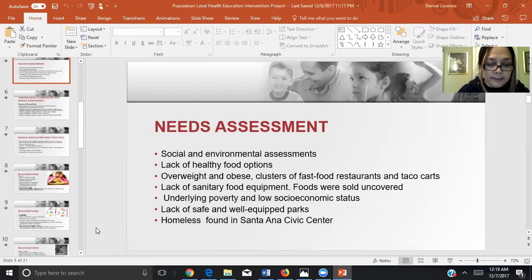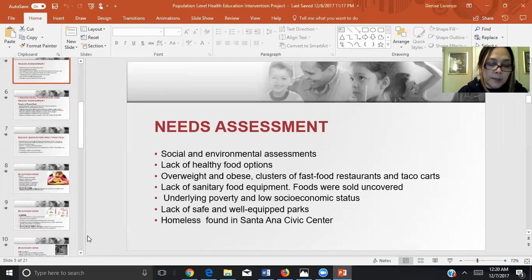Foods were sold in carts uncovered. Food utensils were uncovered. Underlying poverty in this low-income community, where there is limited access to healthy food, was a barrier to proper nutrition. Lack of safe, well-equipped parks and playgrounds were noted. The two parks I visited, French and Jerome parks, were empty during the day and did not have any well-equipped playgrounds. Homeless population were also found in downtown Santa Ana Civic Center and along the Santa Ana River.